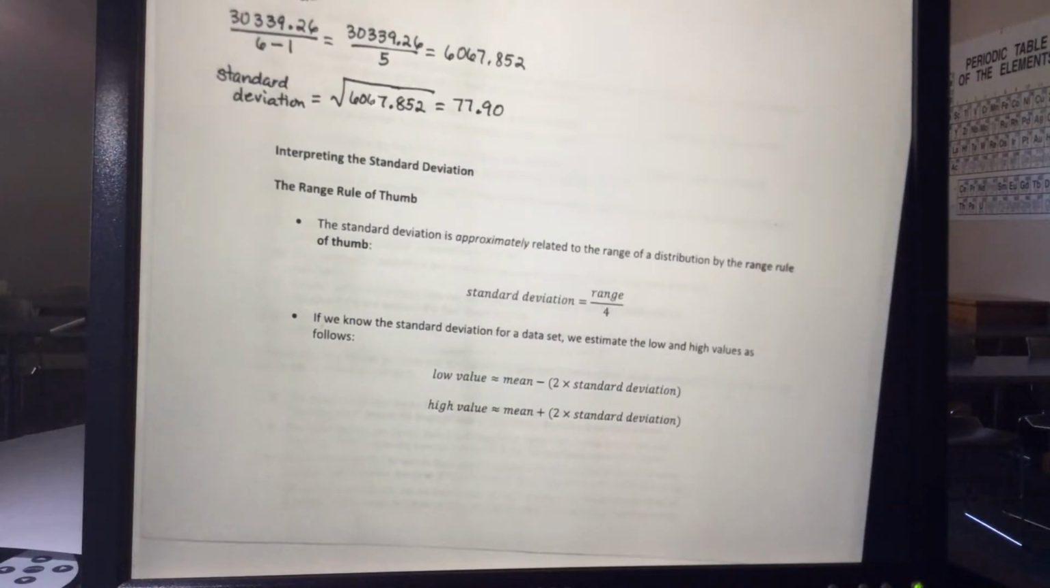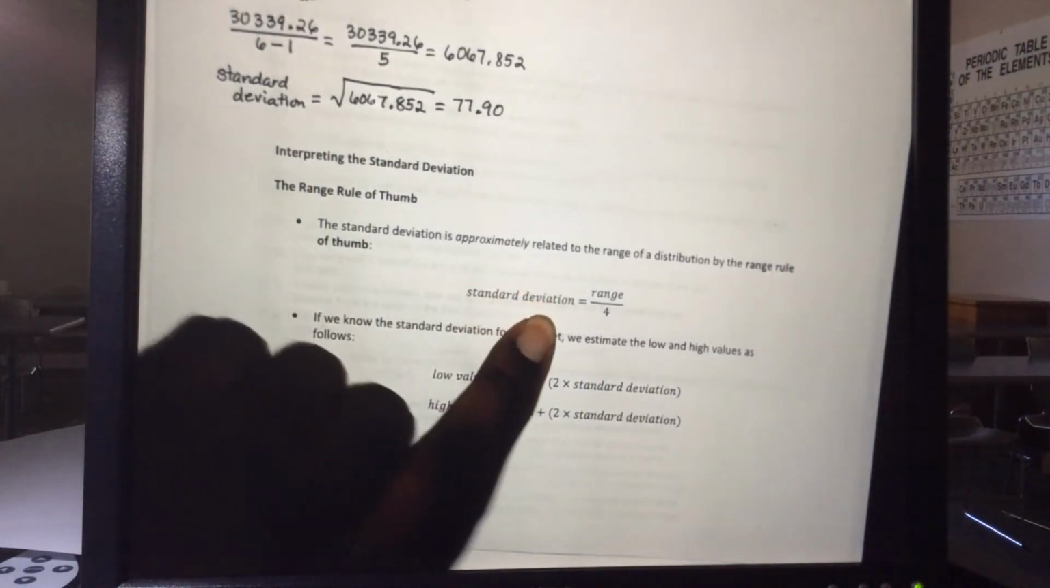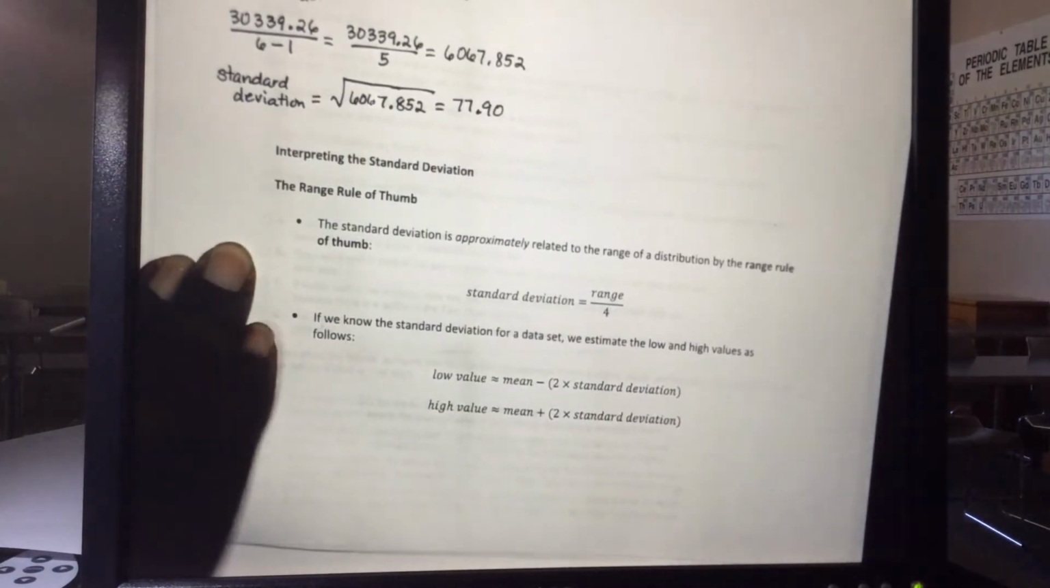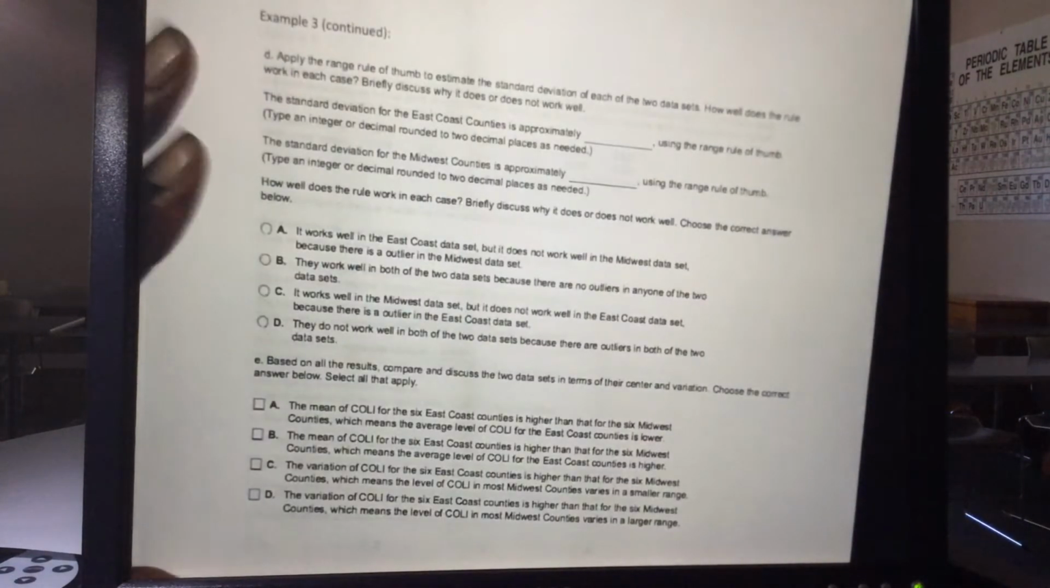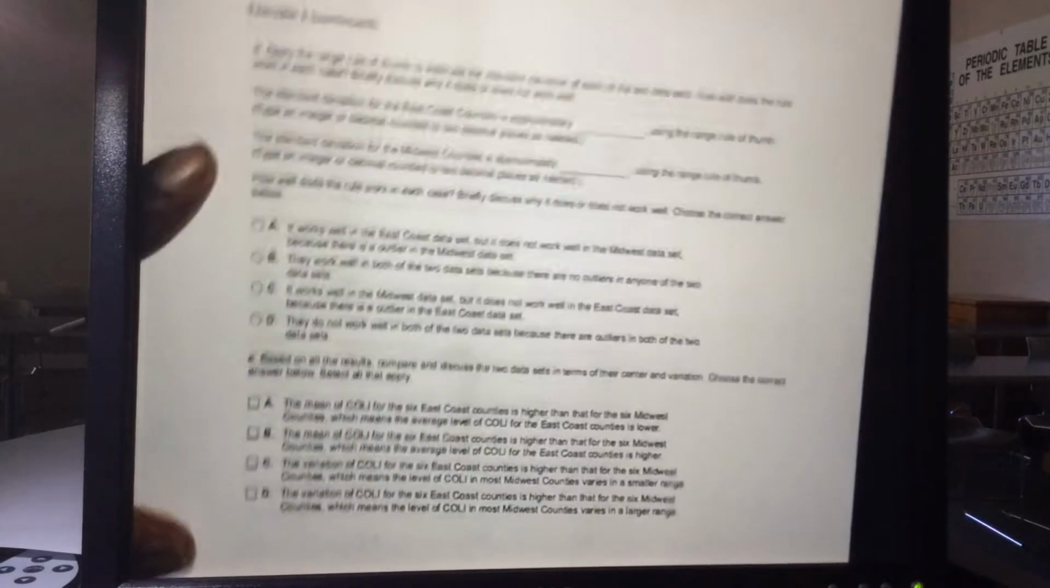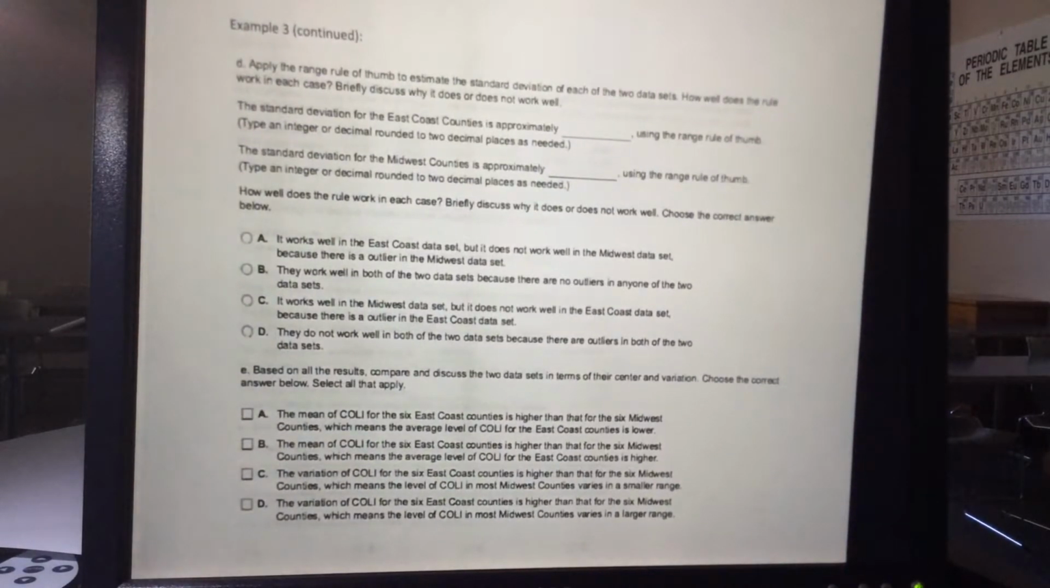Okay, we're going to use that standard deviation where we take the range and divide that by 4 in this example. Again, this is a continuation of example 3. Apply the range rule of thumb to estimate the standard deviation of each of the 2 data sets. How well does the rule work in each case? And discuss why it does or does not work well.